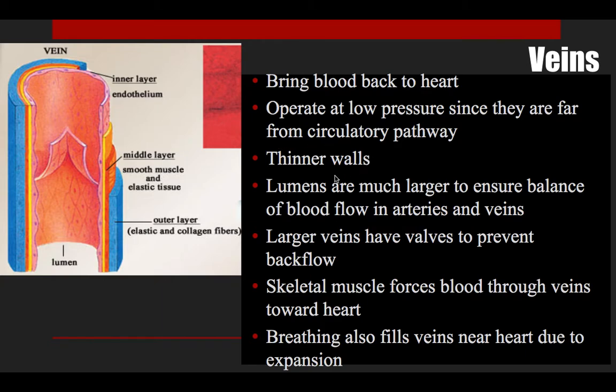Also, the veins do have thinner walls, and that's primarily because the tunica media, right here, this part, the tunica media is so thin. And so since the blood pressure is so low, the lumen of the vein is going to be much larger than it is in the artery, and that's to ensure that there's balance of blood flow compared to what you find in the arteries and the veins.